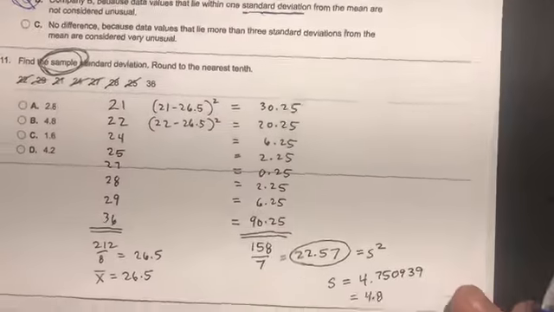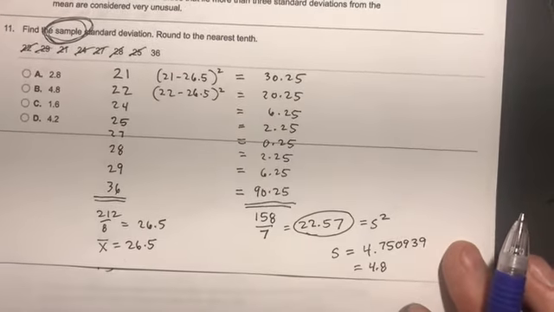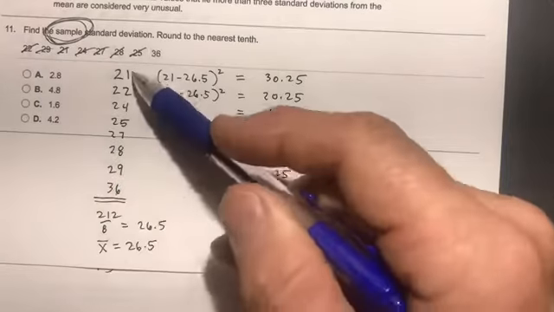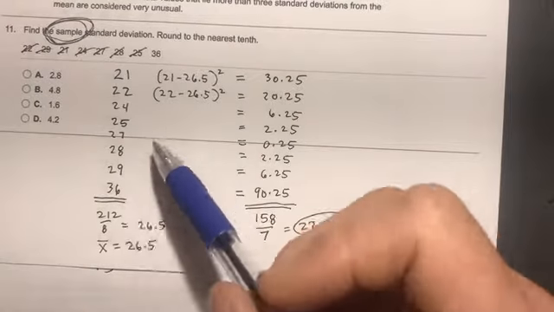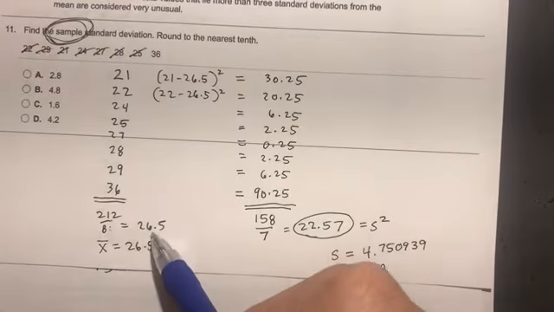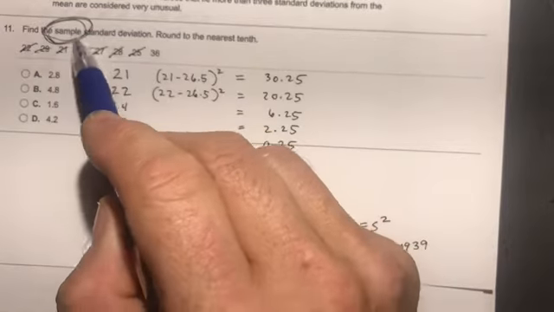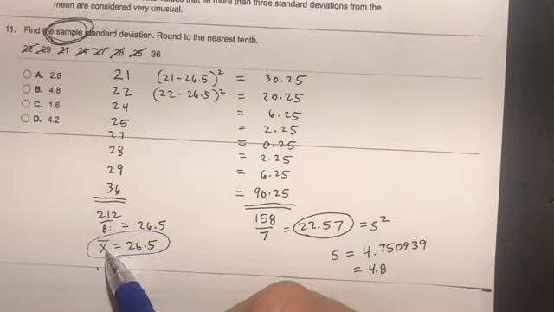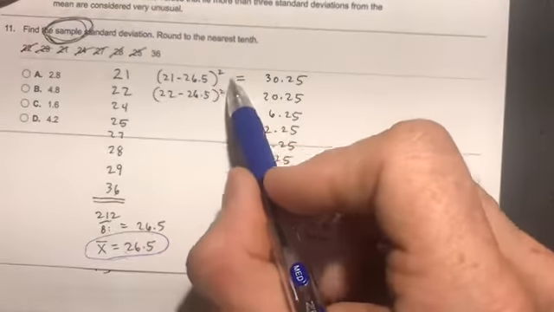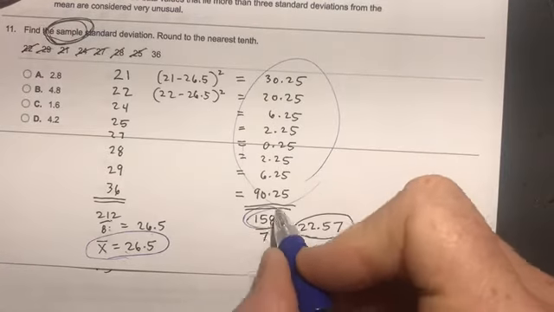Okay, now number 11 here, I've already done this one entirely. I'll just step you through it. First thing we'll do is put these numbers in order, so you can see how I marked them out and put them in order. Then we add them up, divide by 8, because there's 8 of them, and this is my X bar. Notice this is a sample, so it's X bar. Now I take this and subtract it from each one and square it. I did that here, and I add them up, I get 158.